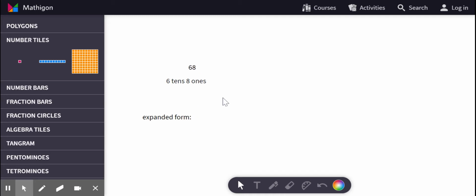So before I draw that, what if I wrote it in expanded form? What would it look like? So what's the value of 60? If I count by tens 6 times, 10, 20, 30, 40, 50, 60, I get 60, right? And I can add in my plus sign. And I know the value of whatever's in the ones place is always just that number. So 8 ones is the same as 8. I can put my equal sign, and it's always going to go back and equal this first number right here. So 68, right? 60 plus 8 equals 68.